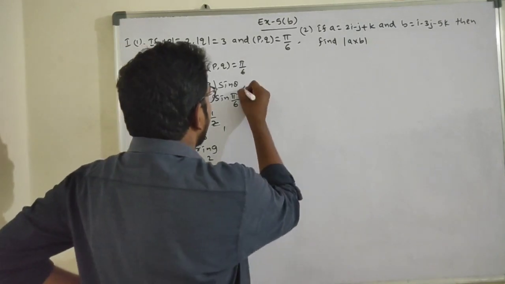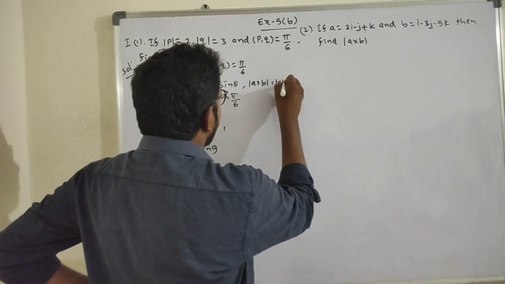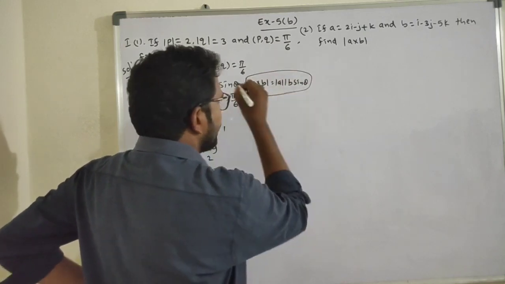We are using this formula. What formula? Mod A cross B is equal to mod A mod B sin theta.